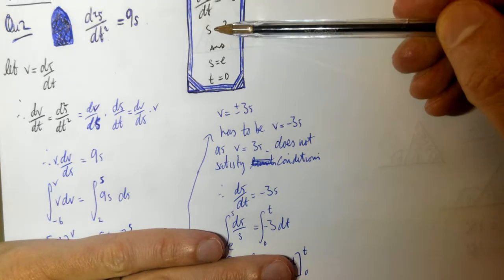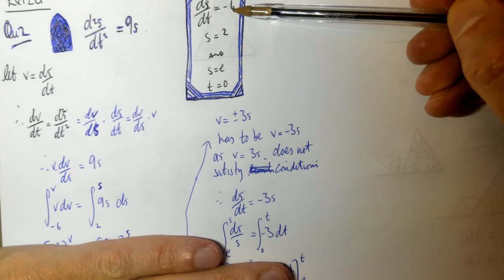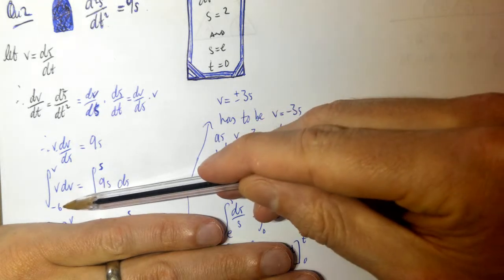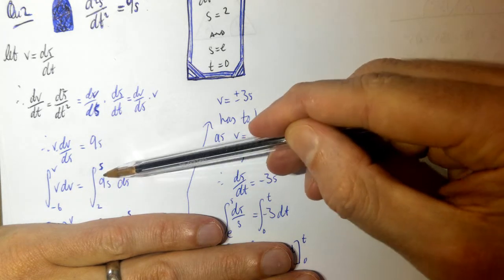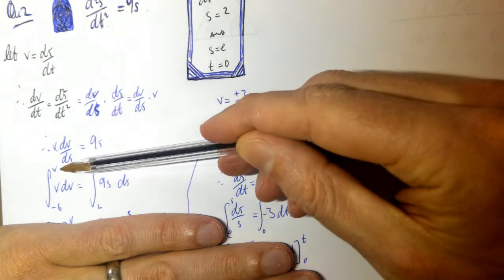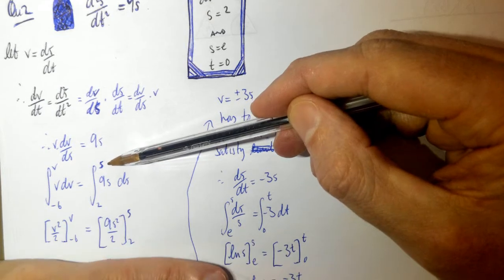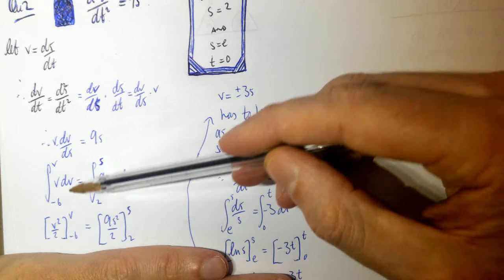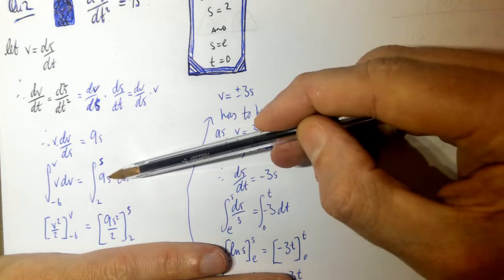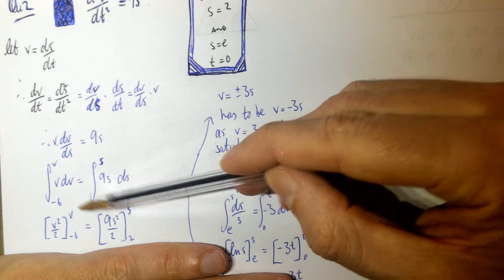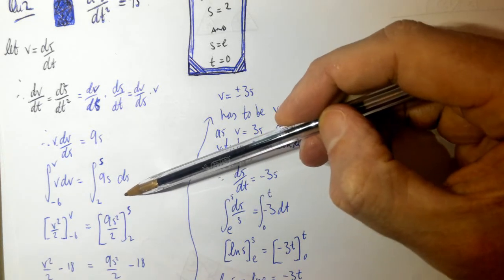So let's look at the conditions of the start of the question. That's minus 6 when s equals 2, right? So we put minus 6 and 2 in for our lower limits. That's s, that's v. We don't know. We're going to end up with an equation in v and s now, right? When we integrate that, we end up with v squared over 2. Integrate 9s, you end up with 9s squared over 2. Have our limits here. Sub them in.